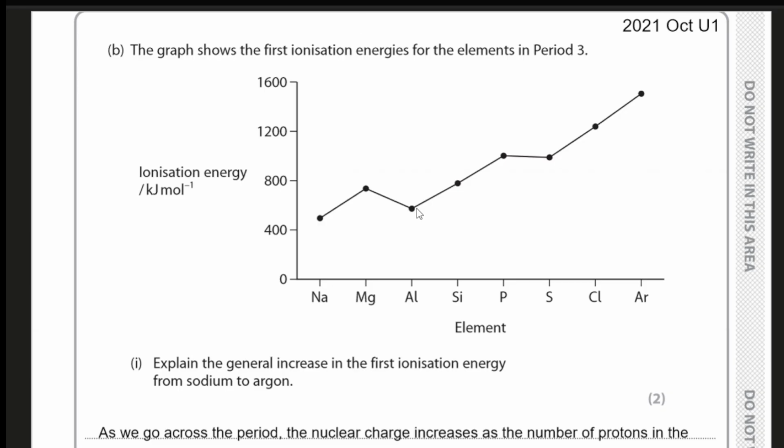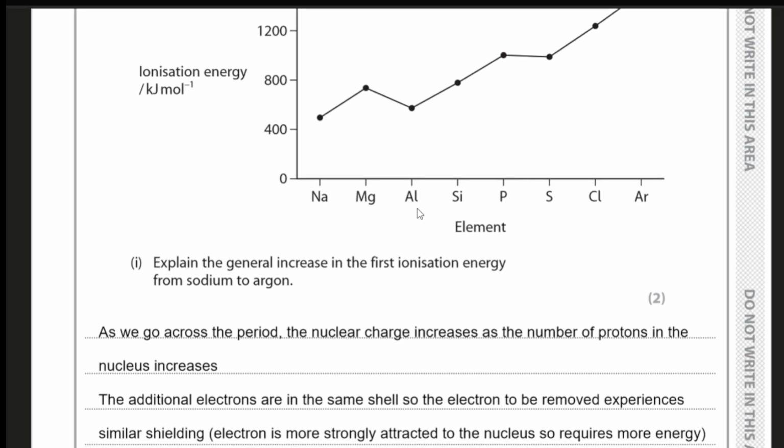Moving on, they said here the graph shows the first ionization energies for the elements in period 3. They told you to explain the general increase in the first ionization energy from sodium to argon. A little while back we discussed this type of question. The same answers apply: the nuclear charge increases, the number of protons in the nucleus increases, and the additional electrons are in the same shell, because the number of quantum shells is not increasing. So each electron being removed from each element will experience the same shielding, considering the number of inner shells remains the same. That would be the answer for the general increase.